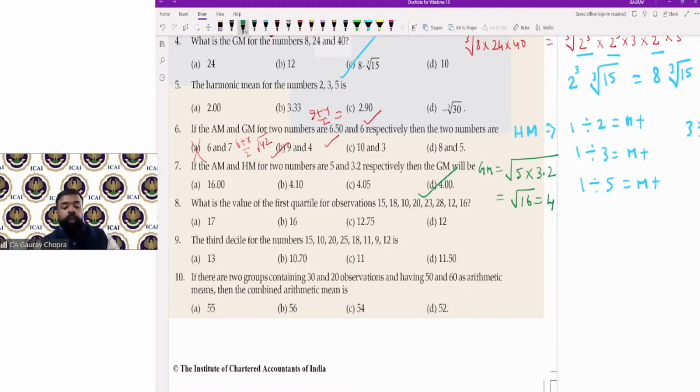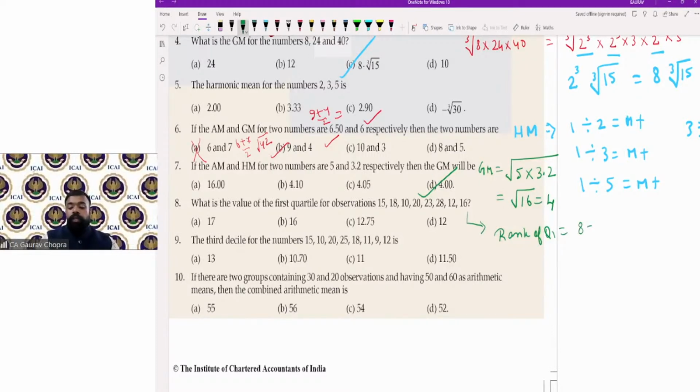Then try the 8th one and let me know the answer. In this case, you have to find out the first quartile. So for first quartile, what is the first step? Arrange the series and then find out the rank of quartile. So how many observations are there? 8 observations are there.